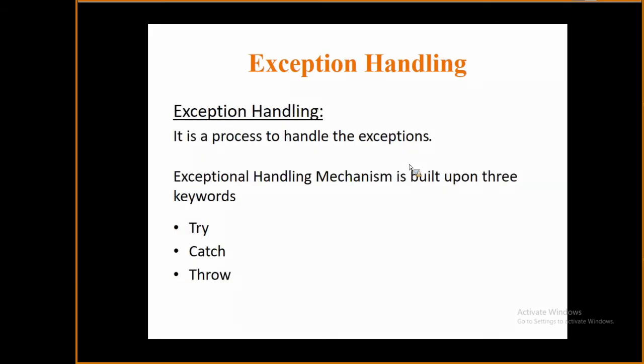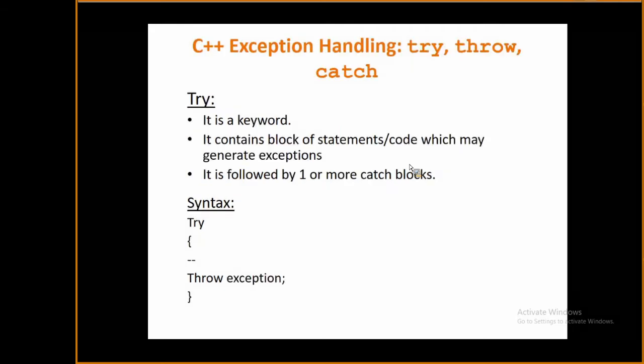And exception handling is a process to handle the exceptions. So the process of handling these runtime errors is done through try, catch, and throw blocks. There are three blocks. So the try block consists of the code where an exception is expected.